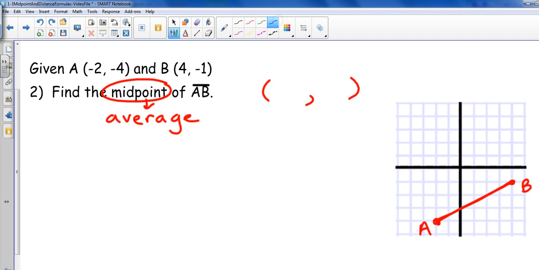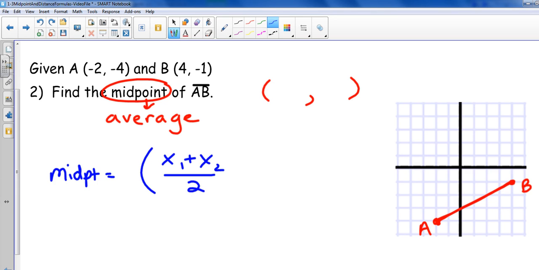So we're really doing it twice. Our formula looks like this. Average of the x's, add them up, divide by 2. Average of the y's, y1 plus y2, divided by 2. Notice I have a comma in the middle. I'm not doing anything mathematically with those two parts. I'm going to list them as a coordinate point.